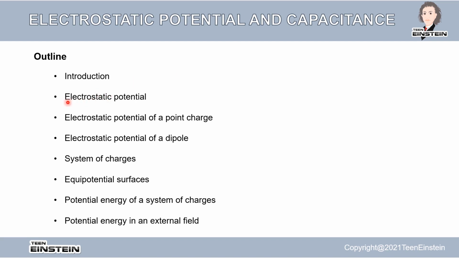First, we'll give an introduction. Then what is electrostatic potential, and what is the electrostatic potential associated with a point charge. And when we add another point charge, then we get a dipole, so we will see the electrostatic potential of a dipole. Then if we add more charges, we get a system of charges, so how does the electrostatic potential behave for a system of charges. Then we will talk about equipotential surfaces, potential energy of a system of charges, and potential energy in an electric field. So there is a difference here. We are talking about electrostatic potential, then we are moving on to another term called potential energy of a system of charges and potential energy in an external electric field.